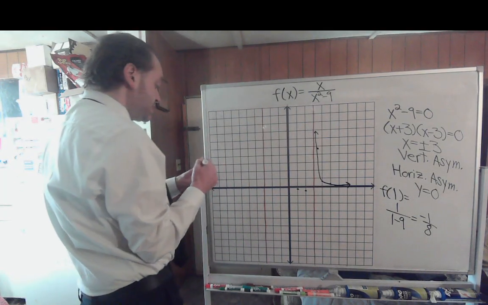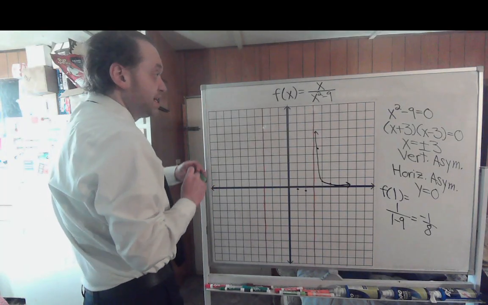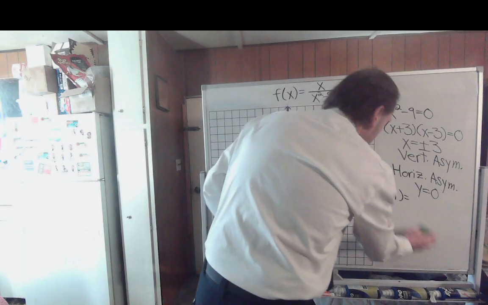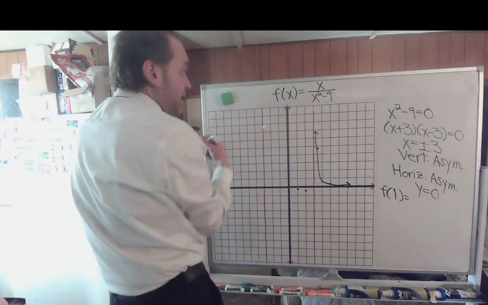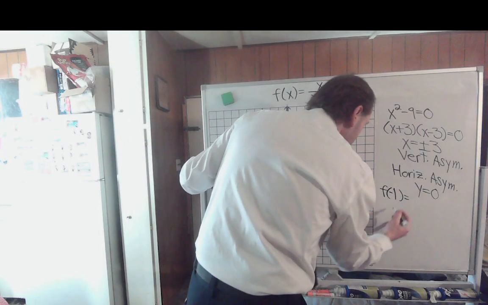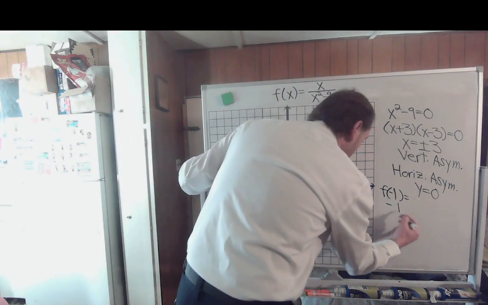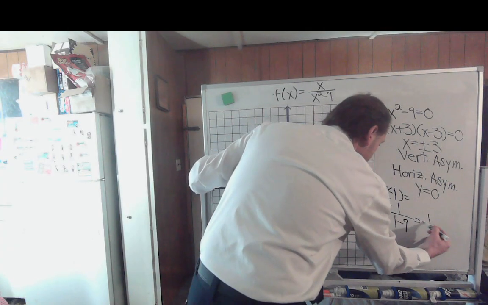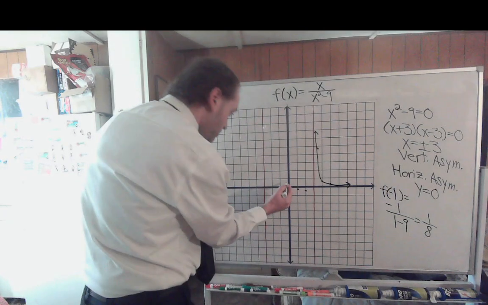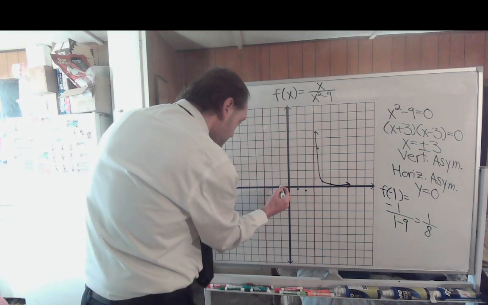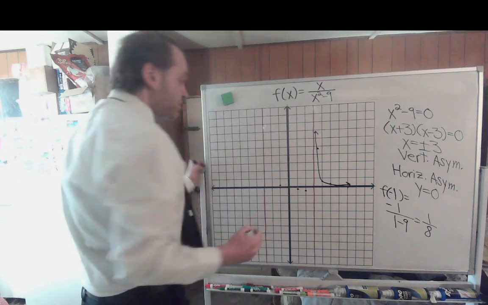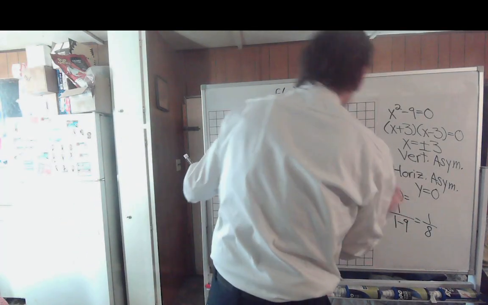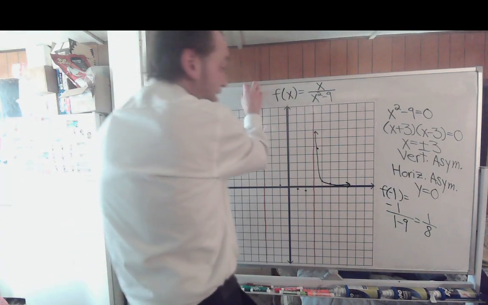All right, now what about when x equals -1? Let's do -1 for x. So if we do that, that's going to be -1 over 1 minus 9, which would end up being +1/8. So at -1, we would get +1/8. Now what about when we did -2 for x?